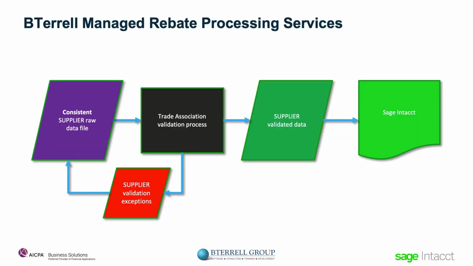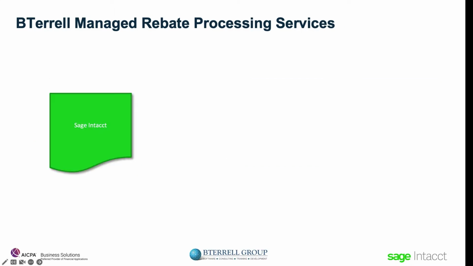The rebate workflow begins with validation of a distributor supplier's raw sales data file, represented as a purple symbol in the workflow. BTerrell uses a robotic process automation to validate the raw sales data file, represented as a black box in the workflow. And once validated, the software robot posts the supplier distributor's validated data directly to Sage Intacct.